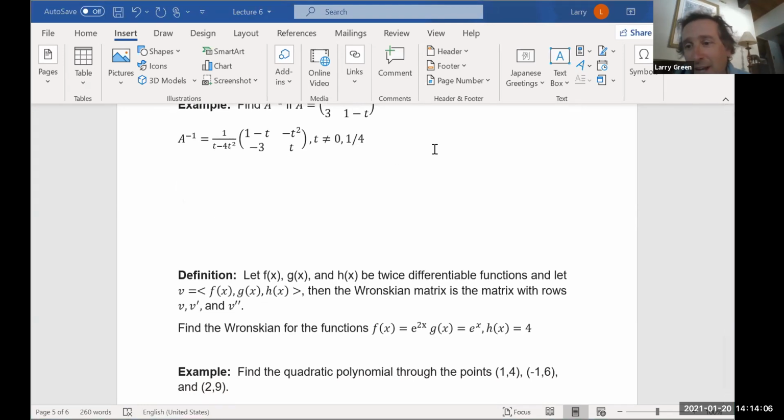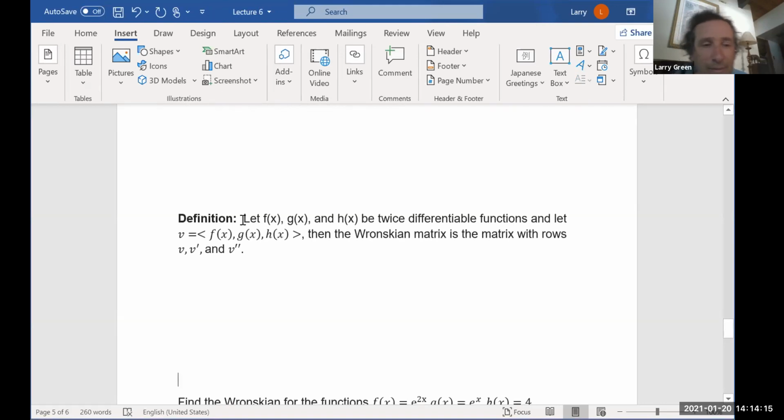Now let me give you a definition. It's not in the book, but it's kind of the whole point of doing this, getting ready for next quarter. Let's suppose you have functions f of x, g of x, and h of x, and let's suppose they are twice differentiable functions. By the way, sometimes you'll let the variable be t instead of x. The letter doesn't matter. Let v be the vector f of x, g of x, h of x. Then the Wronskian matrix is a matrix with rows v, v prime, and v double prime. Any questions on the definition?